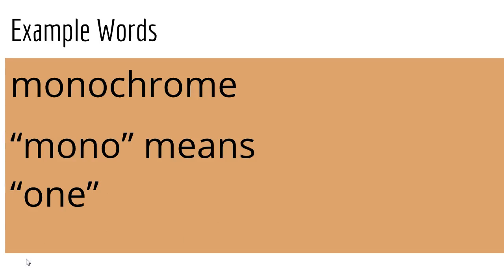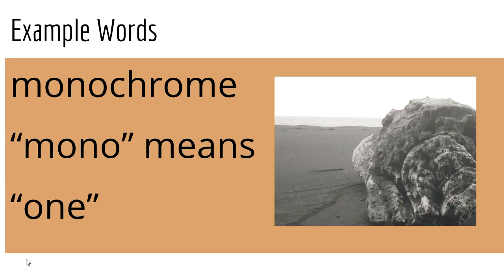Mono is a different stem. It means one. So if something is monochrome, it's only one color. If you look at the picture that I put on the slide presentation, you can see it's black and white. These are all shades or tones on the gray scale. So even though it doesn't all look one color, it's all different tones of one color, which is gray.